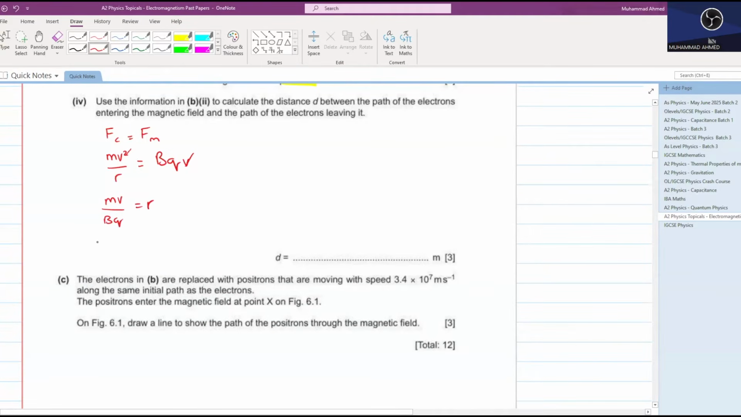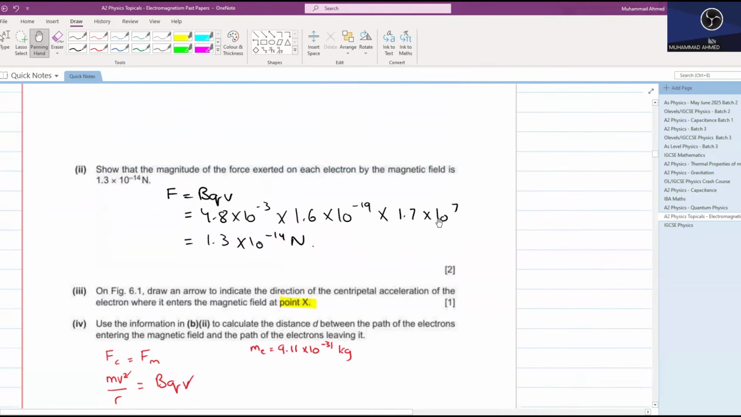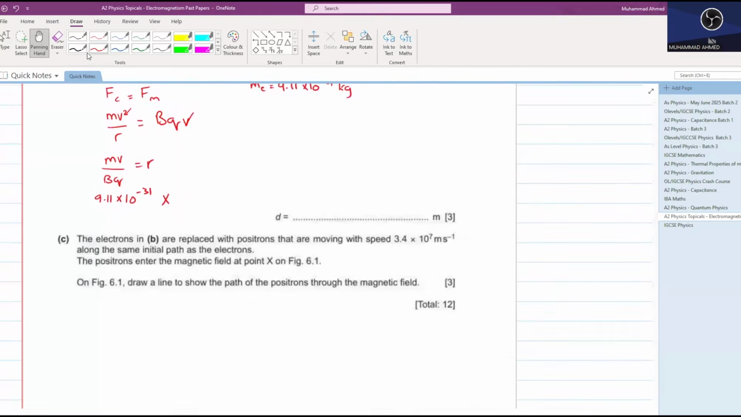What is the mass of an electron? It is given in the data booklet, that is equal to 9.11 into 10 raised to the power of minus 31 kg. If you don't remember this, kindly refer to the data booklet. What is your velocity here? Yes, velocity is 1.7 into 10 raised to the power of 7.